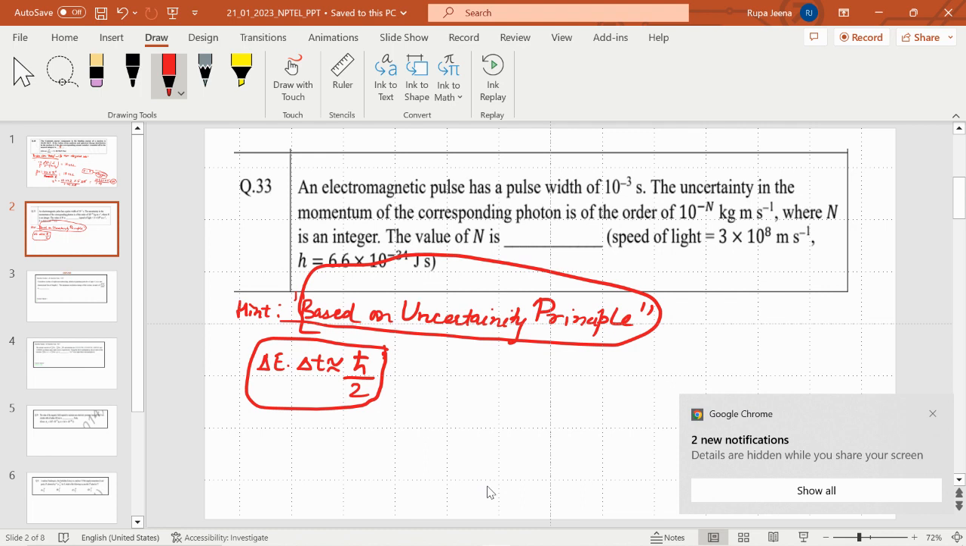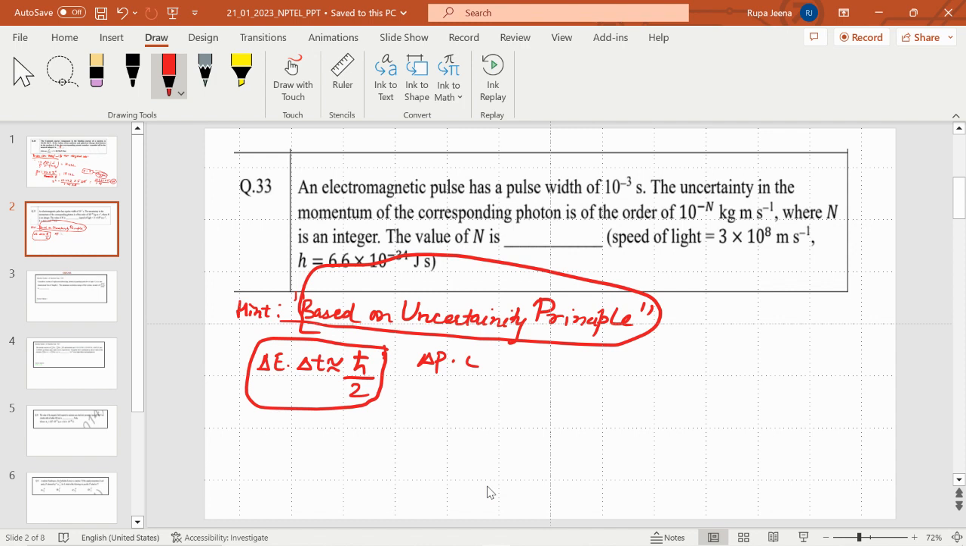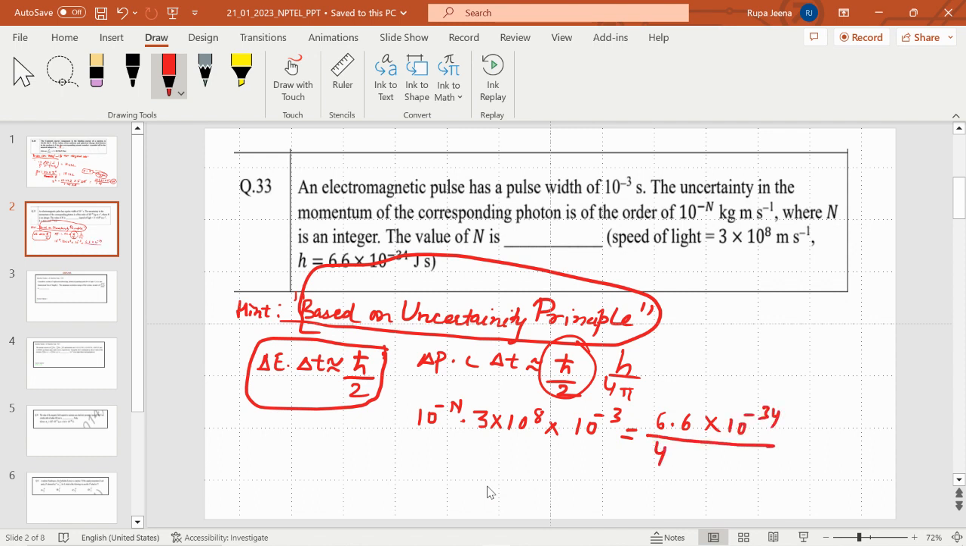So this is delta E, replace it with C into delta P. Delta E into delta T is h cross by 2. Now put the value of delta P. Delta P is 10 raised to the power 9 into 3 into 10 raised to the power 8, delta T is this, is equals to, you can write it as h upon 4 pi also. 6.6 into 10 raised to the power minus 34 upon 4 into 3.14. Solve this.